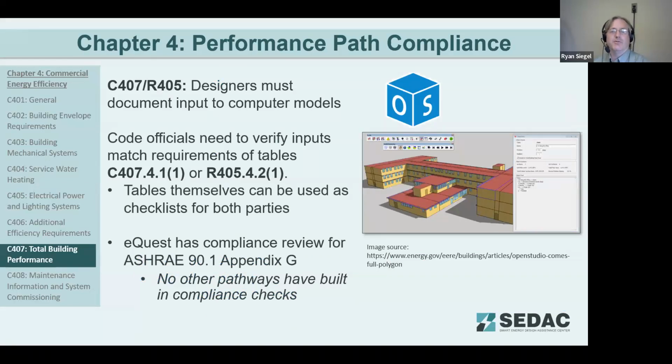So, performance path. This is where you have to do energy modeling. So this is where you're going to design two models. One is what I'm actually going to propose for my design, and the other is going to be a similar building built to the code minimum standards, and oftentimes comparing either the energy intensity or the energy cost of those, depending on which path you're using for that. That is something for any jurisdictions coming up that are going to be using the stretch code.